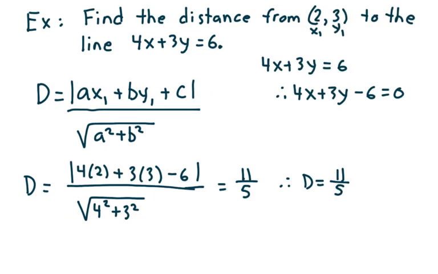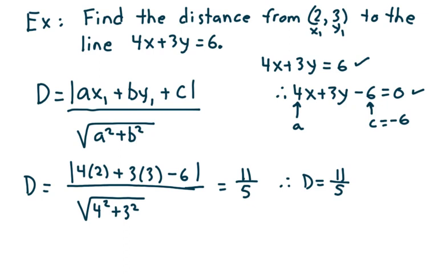And then let's take a look at an example. So suppose I want to find the distance from the point 2, 3 to the line 4x plus 3y equals 6. But remember, that line is not set to 0, and we need to make sure that it's set to 0 or your distance will be thrown off, right? So 4x plus 3y equals 6. If I subtract 6 on both sides, you notice 4x plus 3y minus 6 equals 0. And so C is equal to negative 6.